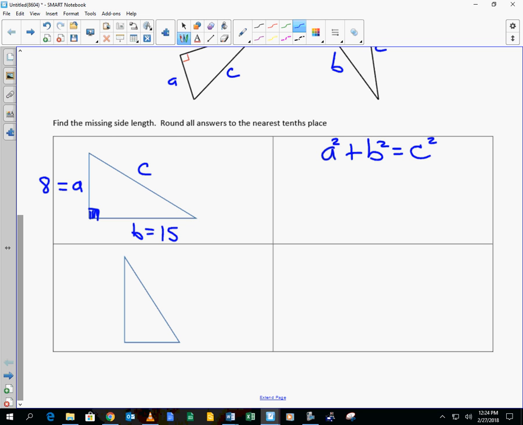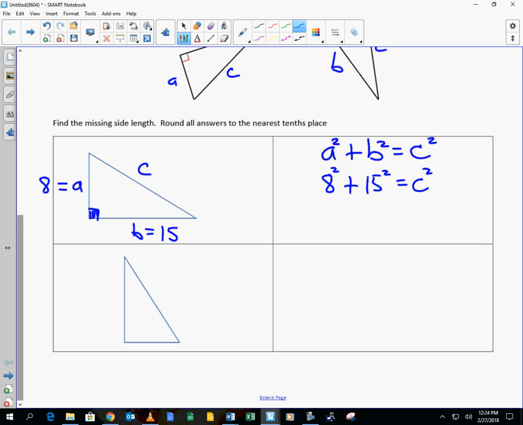Can somebody tell me, what do I plug in for A? 8. So I have 8 squared plus 15 squared is equal to C squared. We have to figure out what these things squared are.